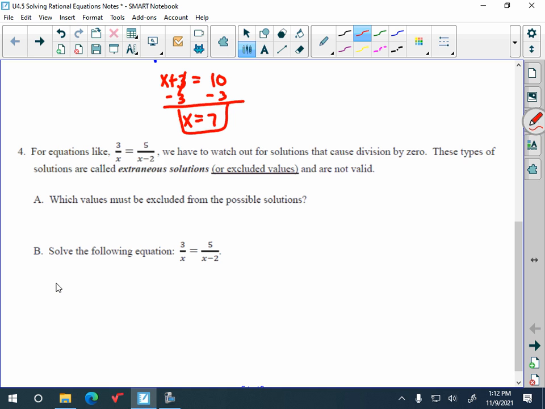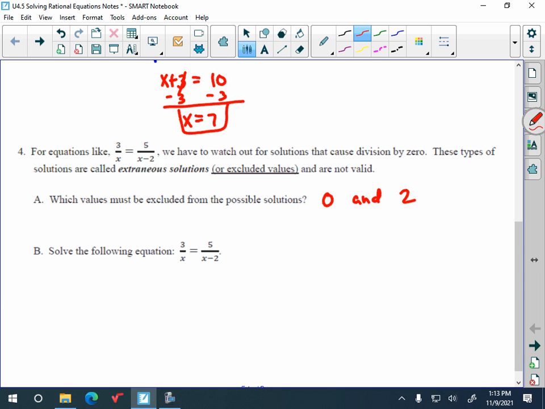So for this question in number 4, 3 over x equals 5 over x minus 2, what would the excluded values be? 0 and 2. Right? So we've been doing excluded values since 4.1. All right? So you should know how to find those excluded values now. Some of you guys still don't know how to because I saw it on your quiz. You just take the denominators and set them equal to 0 and solve. All right, so 0 and 2.